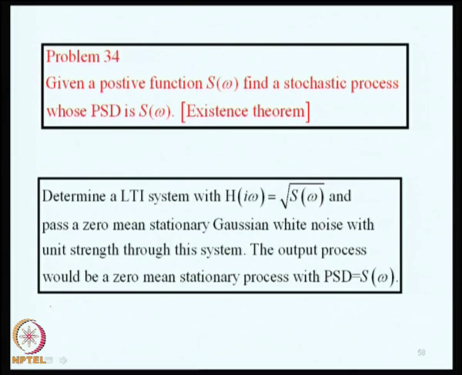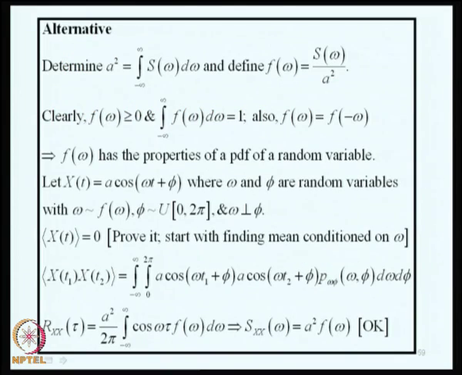Now this is a slightly different question related to the existence of random processes. We are given a positive function s of omega and we are asked to find a stochastic process whose power spectral density is s of omega. Now there are two solutions. I will start with the second solution.